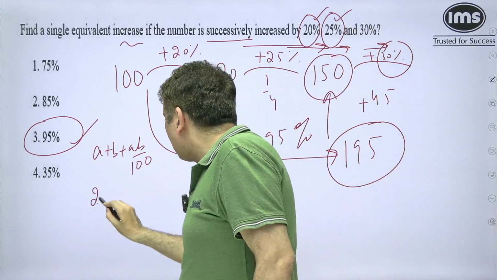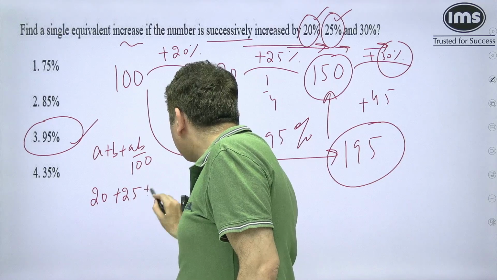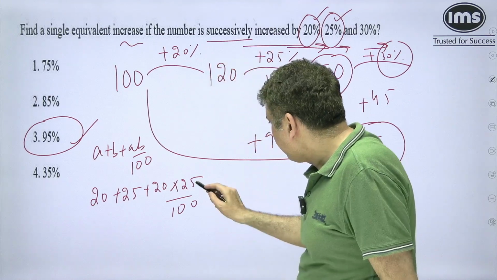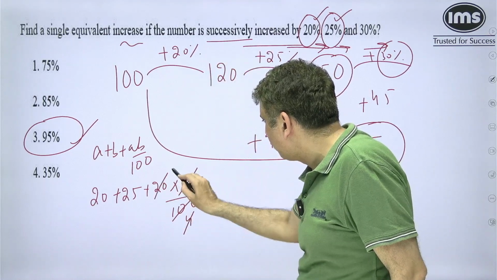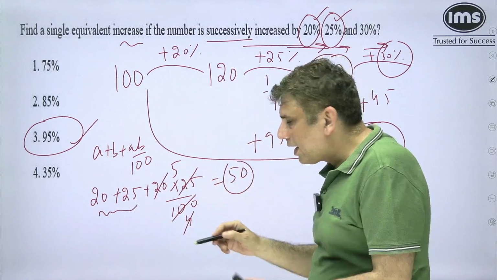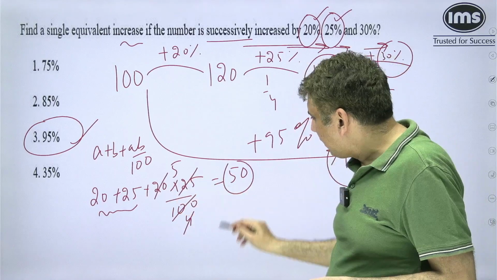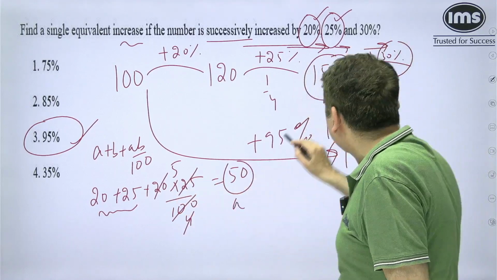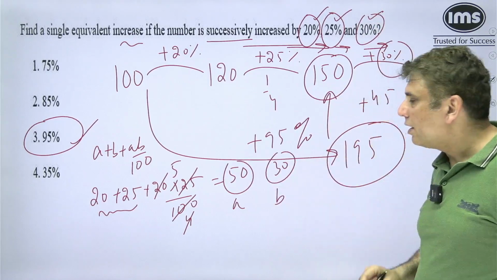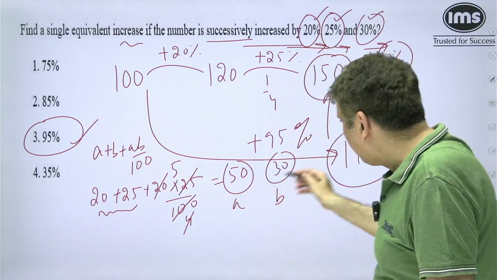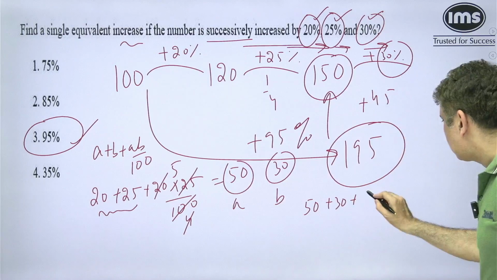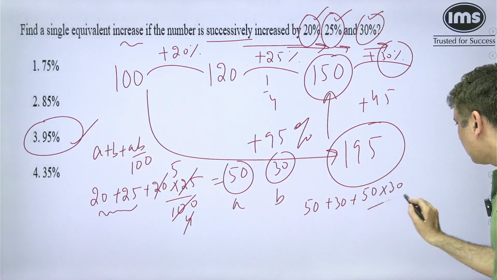Let's apply this. 20 plus 25 plus 20 into 25 by 100. If you solve this, this is 25 into 4, 4 into 5, 20 plus 25 is 45 plus 5 is 50. So you apply A and B as 20 and 25, you get 50. Now suppose A as 50 and finally B as 30. And let's apply again A plus B plus AB by 100 on 50 and 30. So this will be 50 plus 30 plus 50 into 30 by 100.